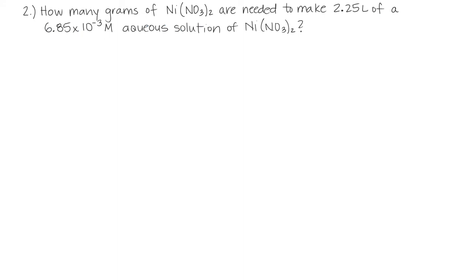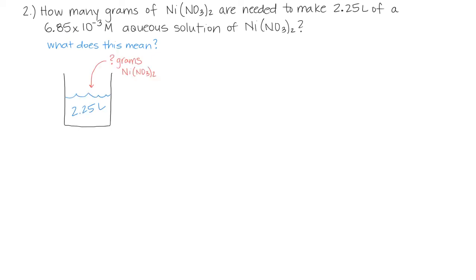Number 2, how many grams of nickel nitrate are needed to make 2.25 liters of a 6.85 times 10 to the minus 3 molar aqueous solution of nickel nitrate? Before we solve the problem, let's draw a picture so that we understand what this problem is asking us. If we have a beaker with 2.25 liters of water, we want to know how many grams of nickel nitrate must we add to make a solution that has the molarity 6.85 times 10 to the minus 3.